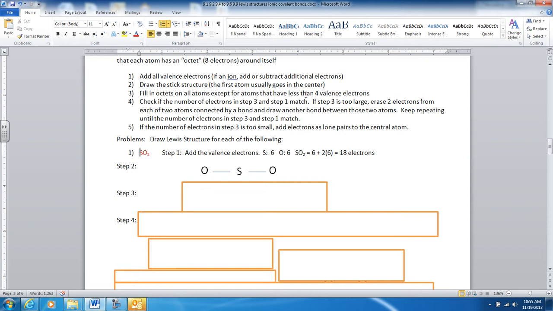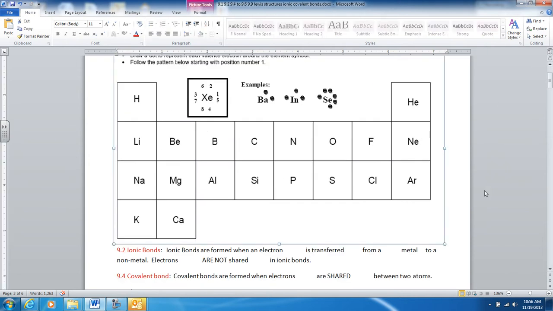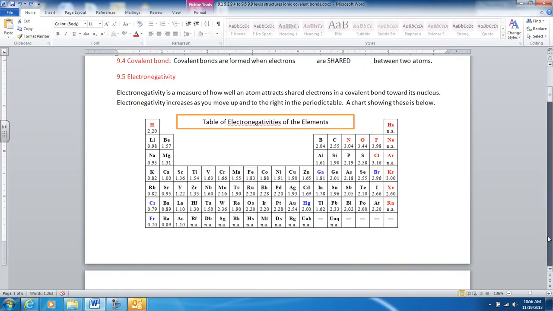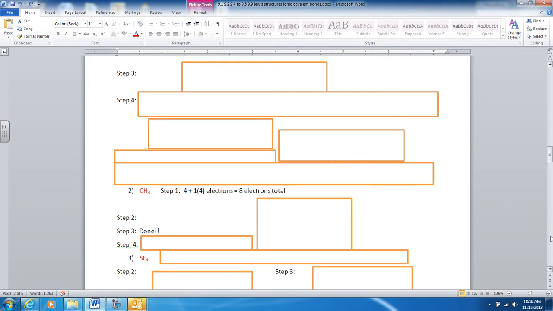Okay, step 3: fill in octets on all atoms, for atoms that have less than 4 valence electrons. Well, these both have more than 4. Filling in an octet means, imagine that there's a box around the O, and on each side of the box you have to have 2 electrons or a bond. It would look like this, like neon or argon. See how we have 8 electrons, the octet? If there's a bond on one of the sides, you don't draw in the electrons because the bond is representing the 2 electrons for the octet.